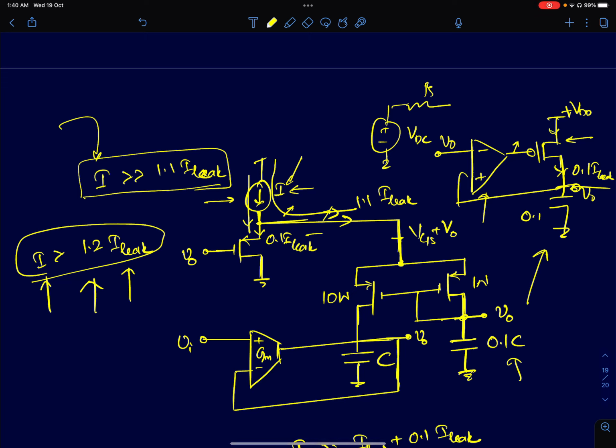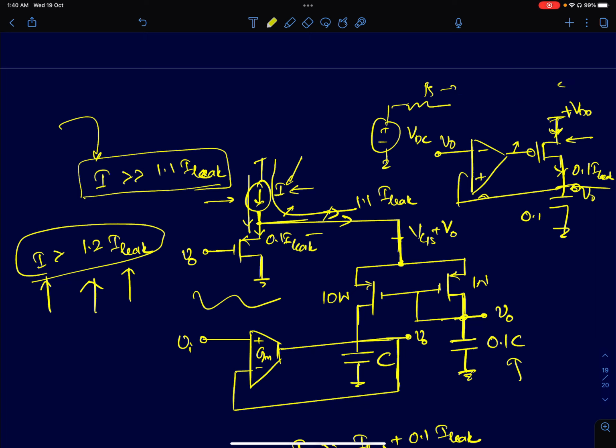So the current drawn from the supply is going to be 1.1 times I leak. Remember, this number is a process and temperature dependent number, and so it will vary. But we are not wasting any extra current here. The negative feedback takes care of tracking this current across corners. But that doesn't happen in this circuit. The positive side is it's much simpler. There is no negative feedback here. Of course, there is an advantage of current saving in the other approach.